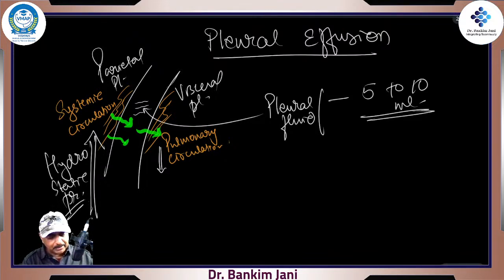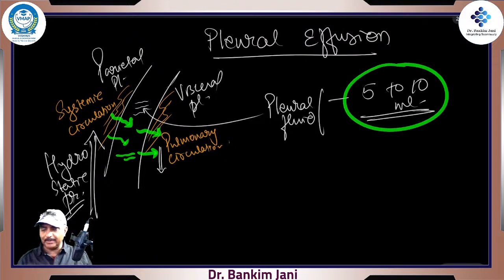So the fluid circulates over here, it absorbs new fluid, new fluid keeps coming, and it keeps on working. 5 to 10 ml is maintained. All good. Life is fine. Now something goes wrong. What can go wrong?